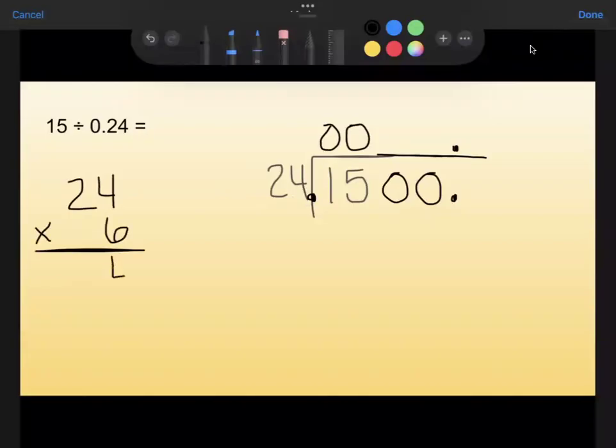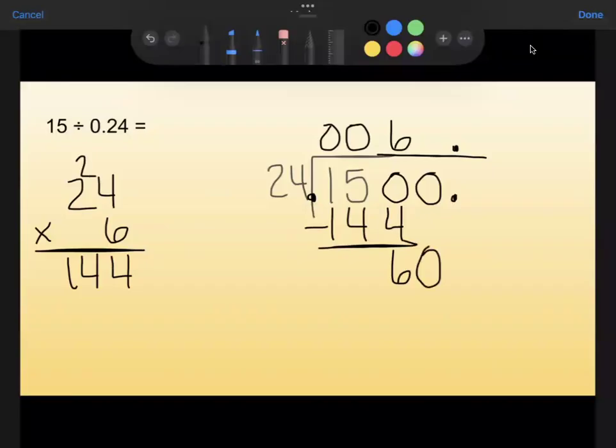4 times 6 is 24. And then 2 times 6 is 12 plus 2 is 14. So 144. Perfect. So I'm going to put 6 here, 144 here. When I subtract it, I should get 6 left over. Bring down the 0. Well, 24, again, if I think about it rounded to 25, 2 25s is 50. So that's pretty close. So I'm going to go ahead and erase this.